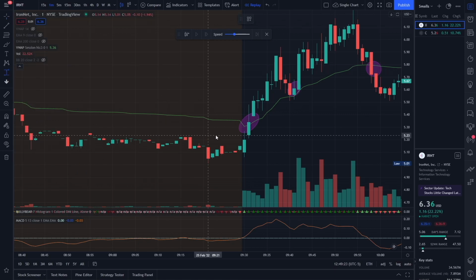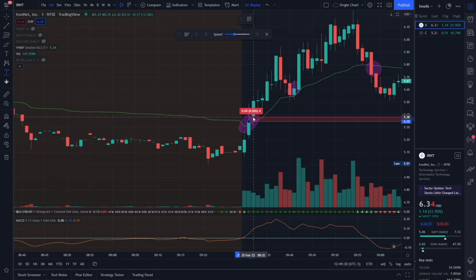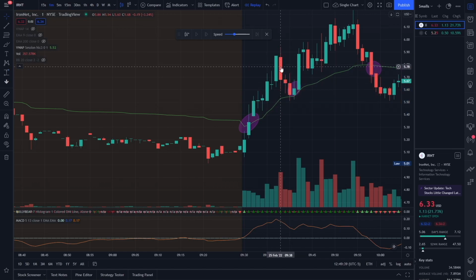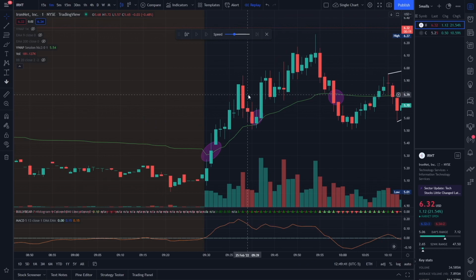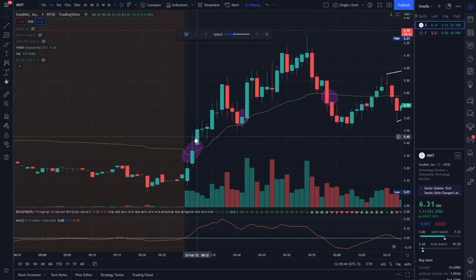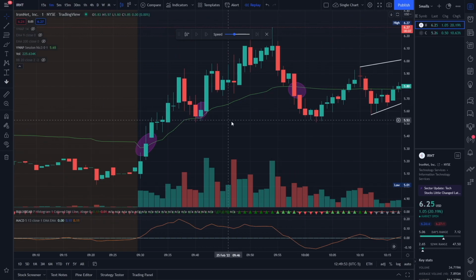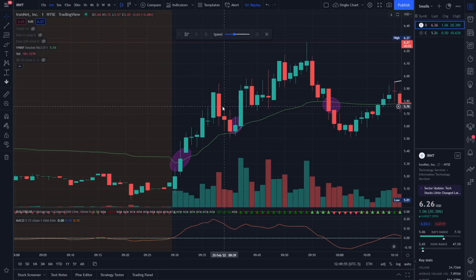So as you can see here, I would have taken my entry right around here, 5.35, with the break through the VWAP. And we could have played it all the way up about 10%, let's say. 10%, that's a lot of gains. You could have sold anywhere here for profits. You wouldn't have been in the losses at all during that play, unless you held all day, maybe.